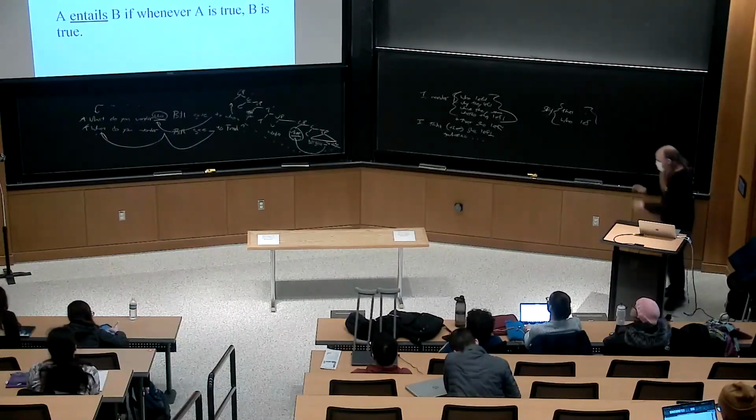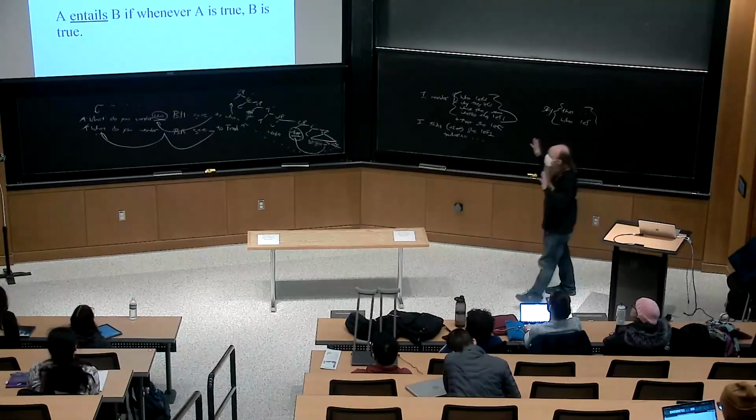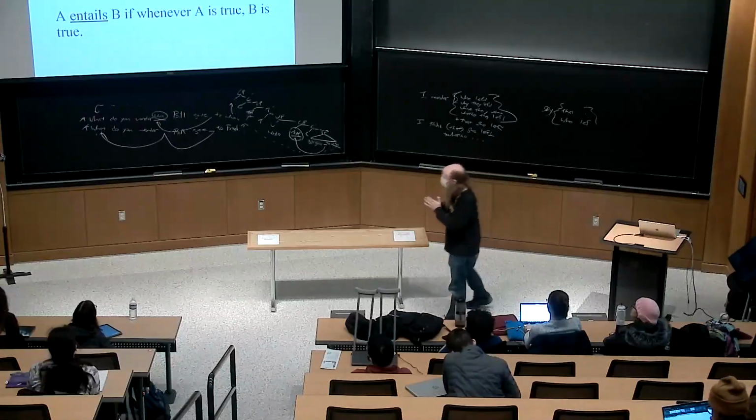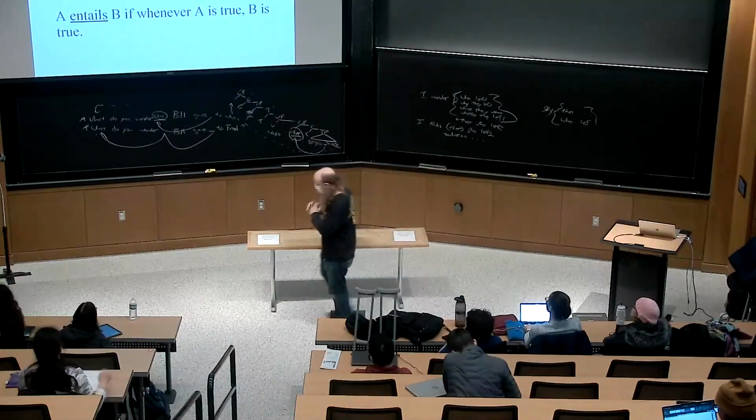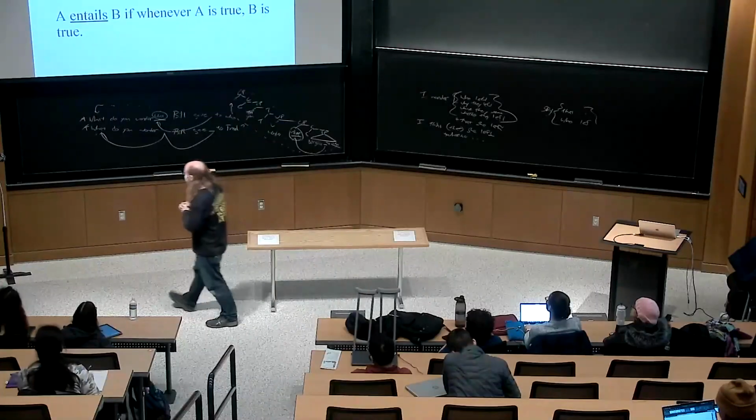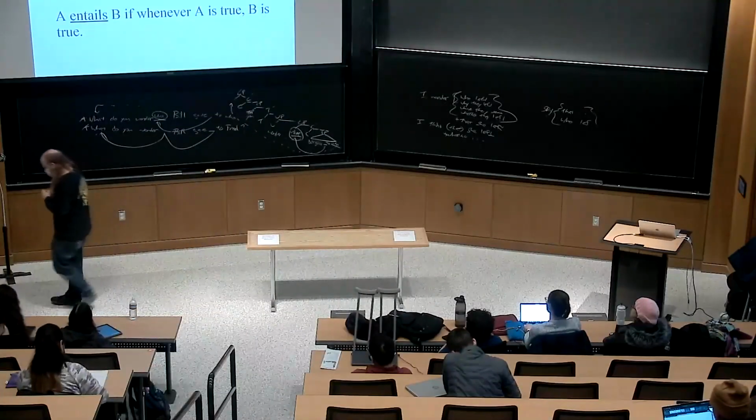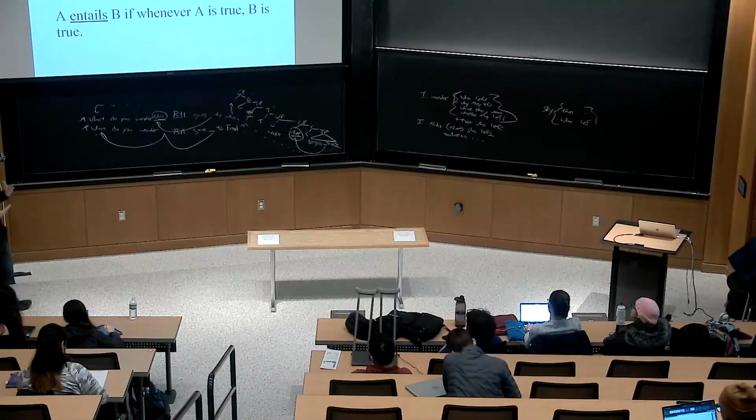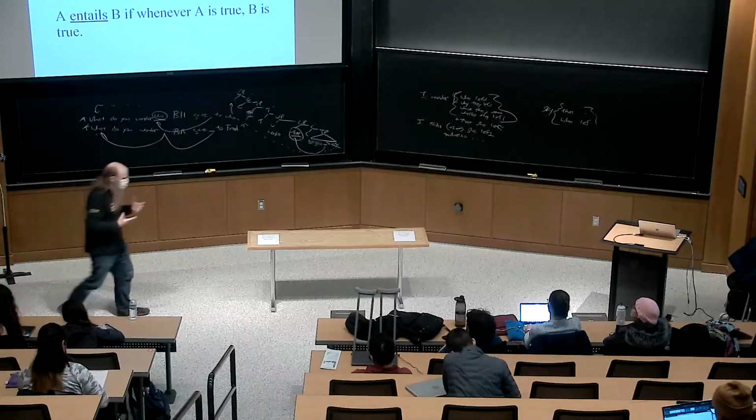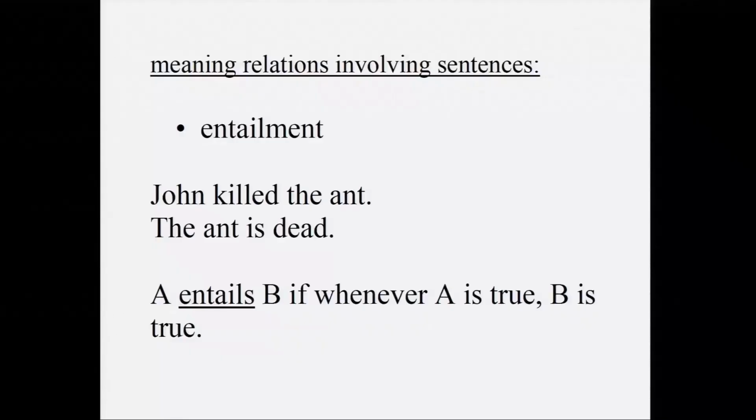Okay, let's extend the focus a little bit and talk about sentences. So that's the beginnings of some things we'll have to watch out for when we look at the meanings of phrases. When we start talking seriously about the meanings of sentences, there are some relations between sentences that it's going to be useful to keep track of. So one of them is entailment.